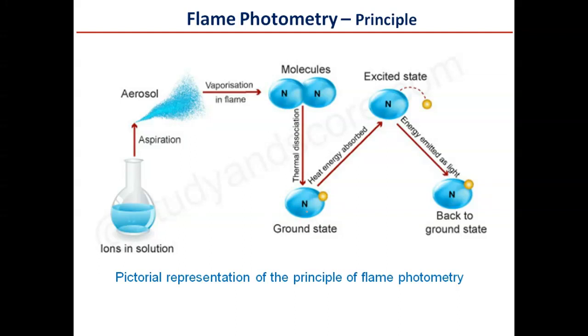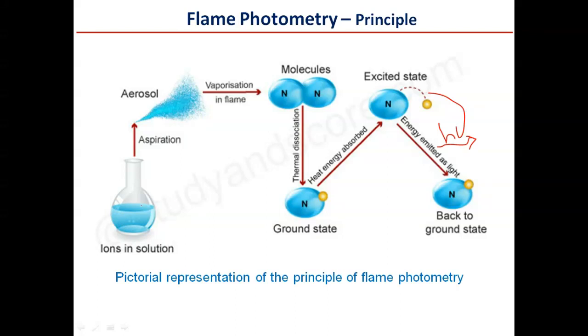Upon absorption of heat energy, the ground state constituent metallic atom gets excited, and this excited atom quickly loses energy in the form of light as it comes back to its ground state, and this emitted light has a specific wavelength, in the form of photons. So this light is important for us to determine which element is present in the sample solution, and how much. So this is a pictorial representation of the principle of flame photometry.